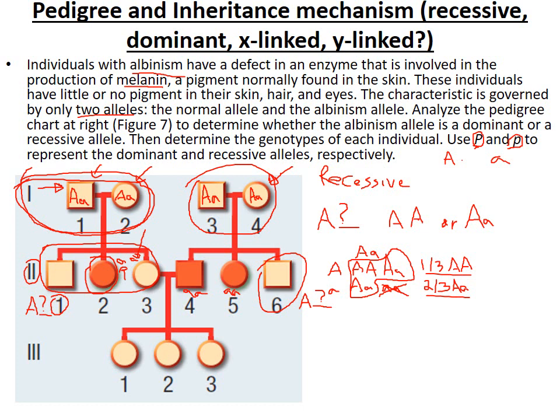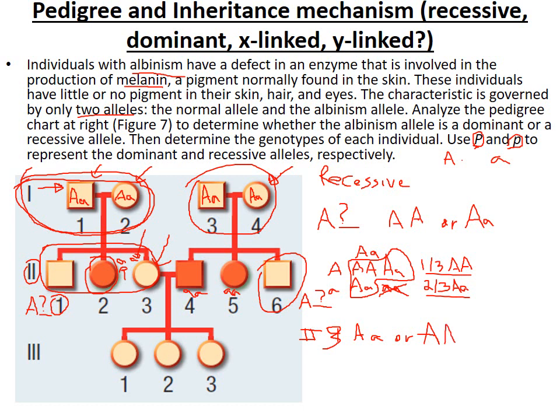Let's go see if we can figure out what individual 2,4 is. Individual 2,4, actually they have the condition. Sorry, I should have said 2,3. Individual 2,3, they don't. That person does not have the condition. I want to figure out if it's big A, little a, or big A, big A.